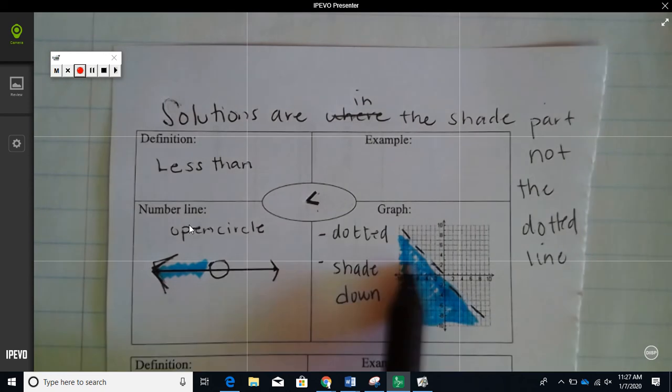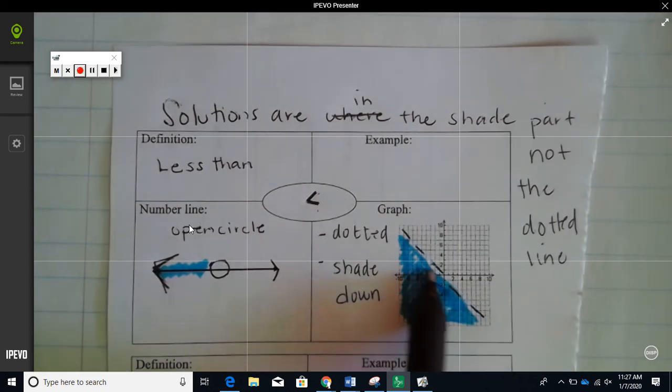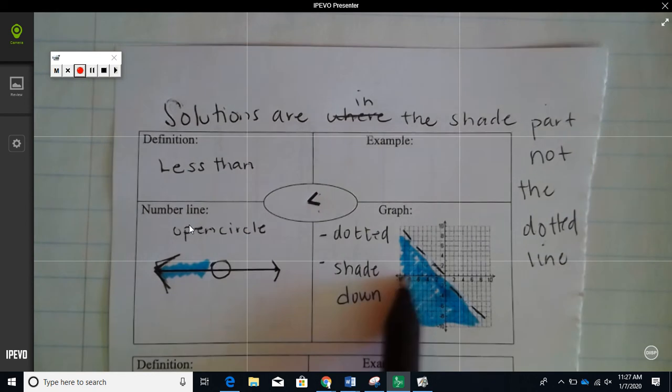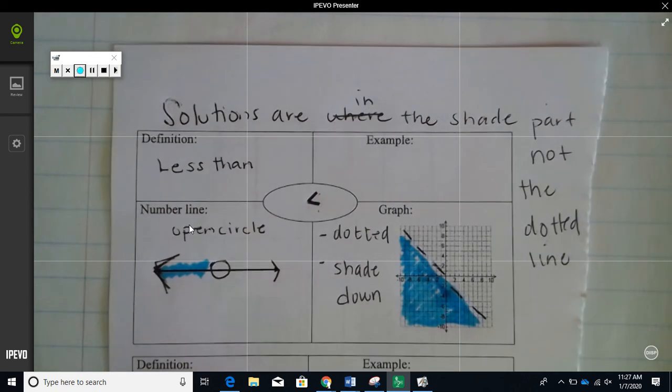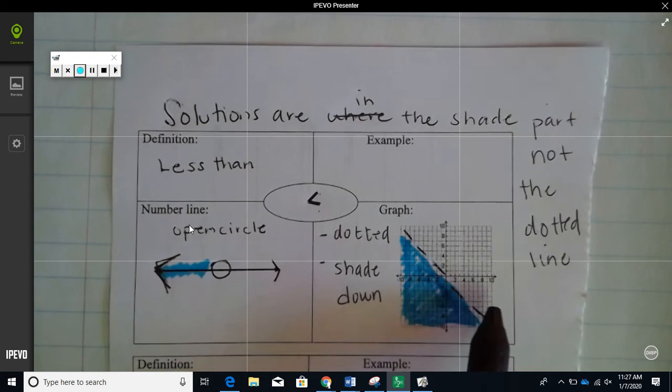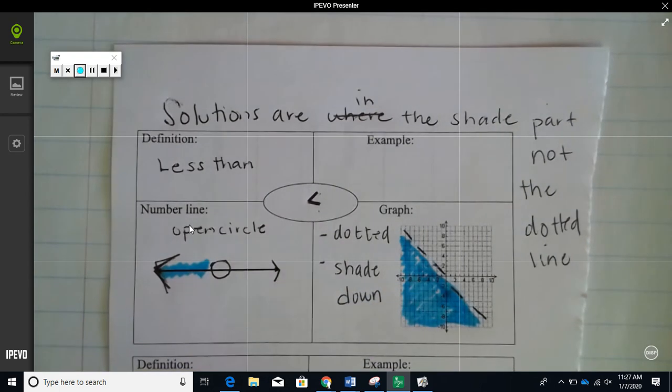So any point here in this colored part would be a solution. The system was when the two graphs crossed and there was a solution there. So here, all of this shaded part, not the dotted line though, are solutions.